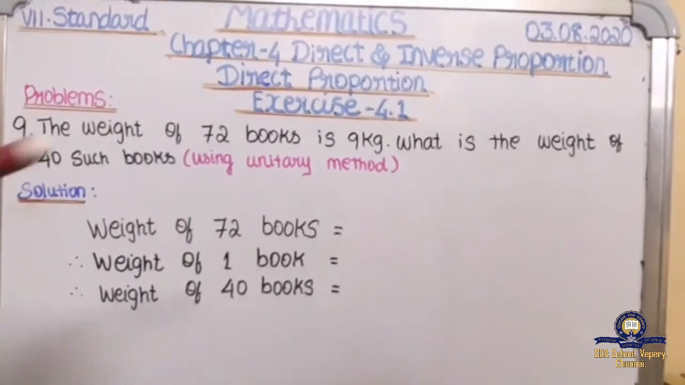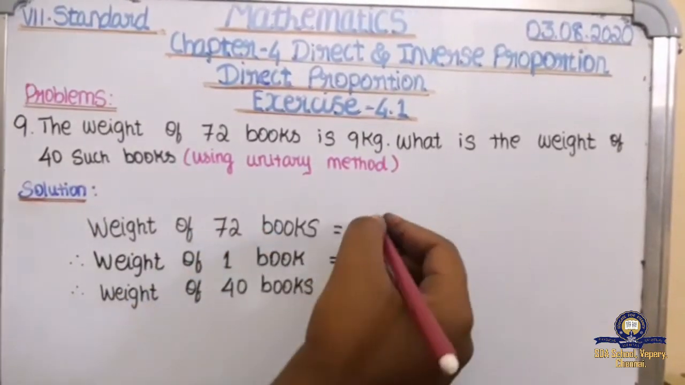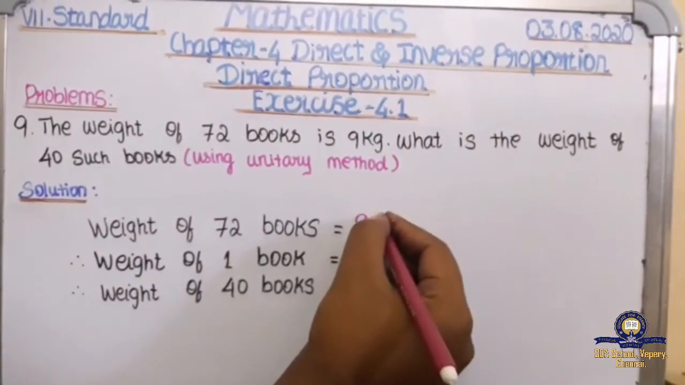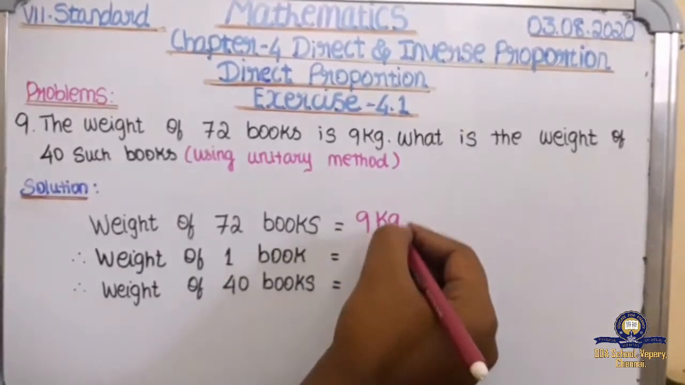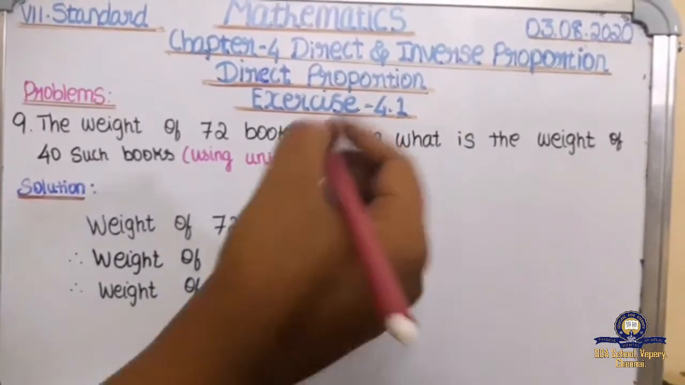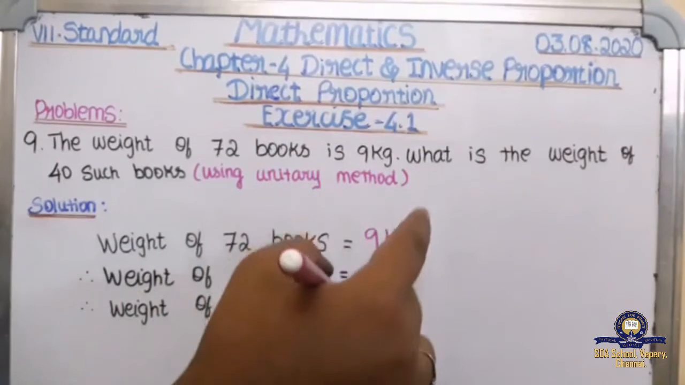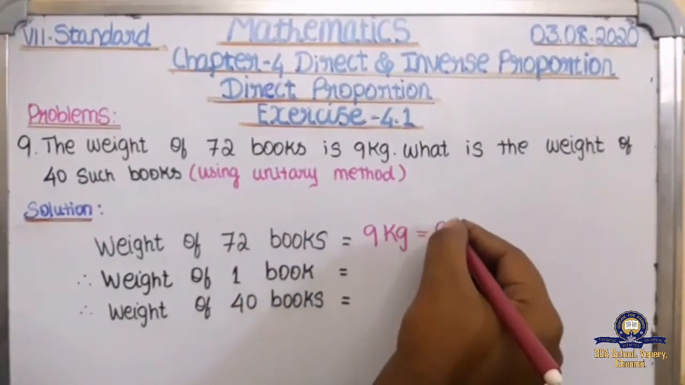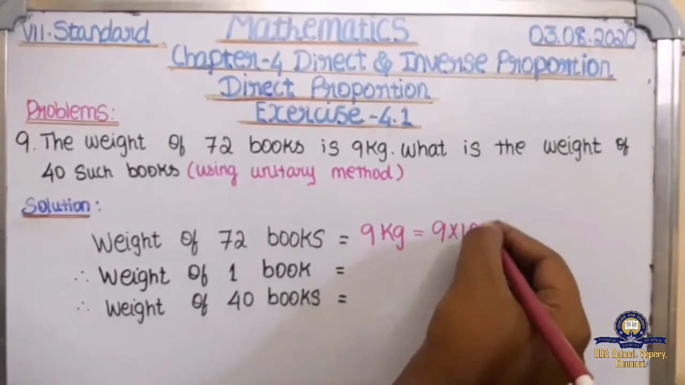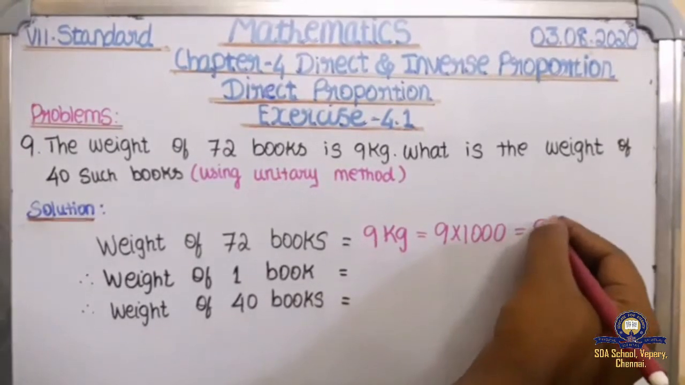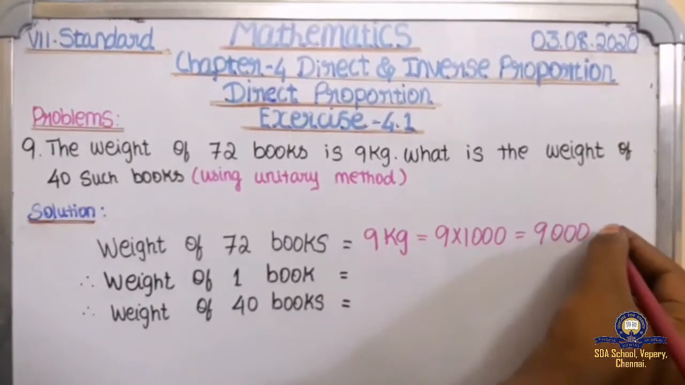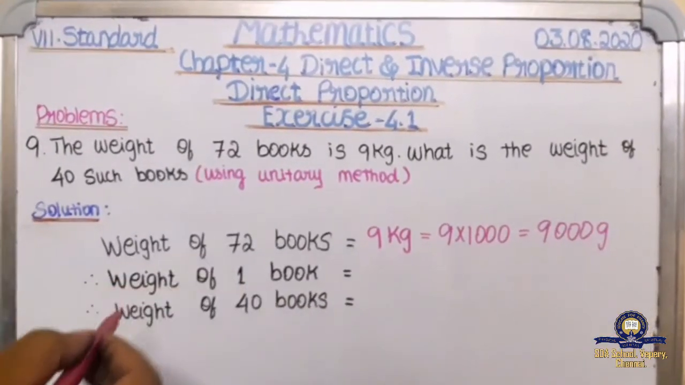So here, they gave the weight of 72 books as 9 kilogram. We need to change it into gram. We should multiply it by 1000. Therefore, 9 into 1000 is equal to 9000 gram.